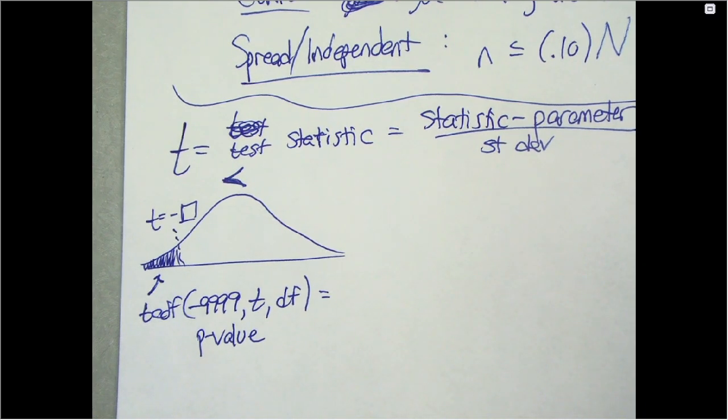So just like before, we have a negative z, we did normal because it was normals and z's go together. We said normal CDF, -999 to z. We didn't have to say the degrees of freedom, but it was the same idea.